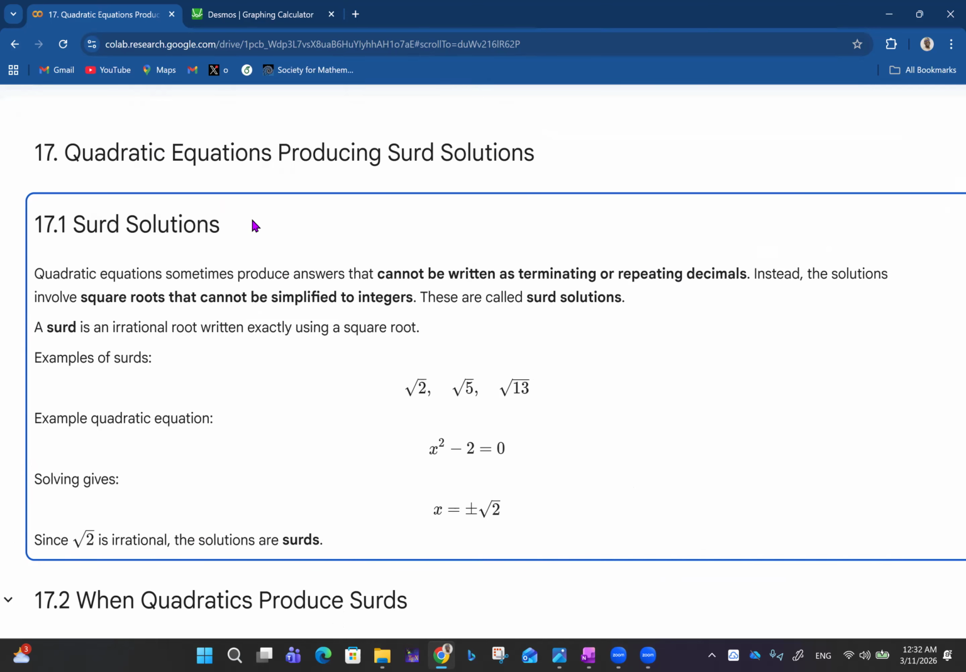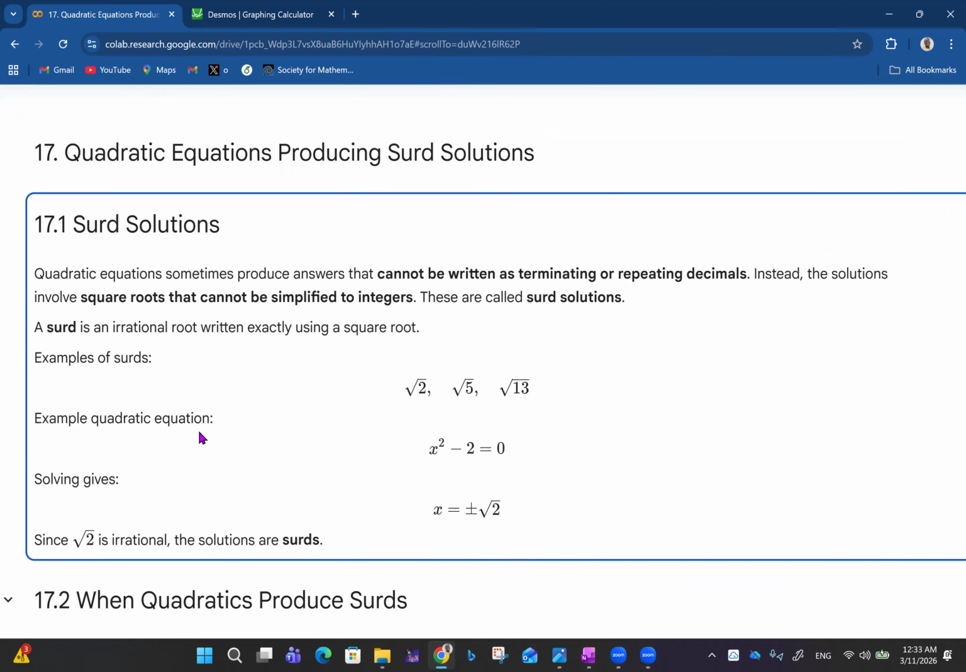So, surd solutions. Quadratic equations sometimes produce answers that cannot be written as terminating or repeating decimals. Instead, the solutions involve square roots that cannot be simplified to integers. These are called surd solutions. So a surd is an irrational root written exactly using the square root. Examples of surds include square root of 2, square root of 5, square root of 13. Any one you can simplify is not a surd, like square root of 4 is not a surd, because square root of 4 can be expressed as an integer, as the square root of 4 is 2, right?